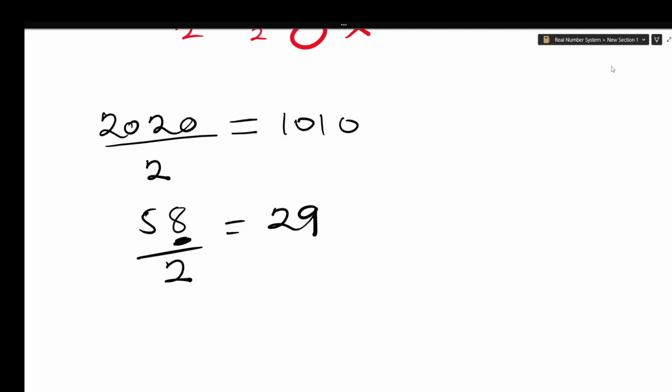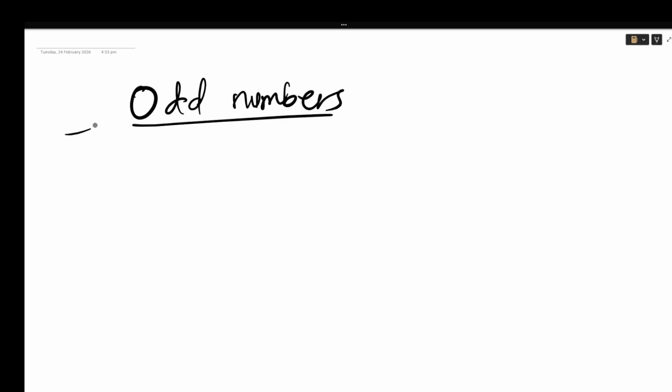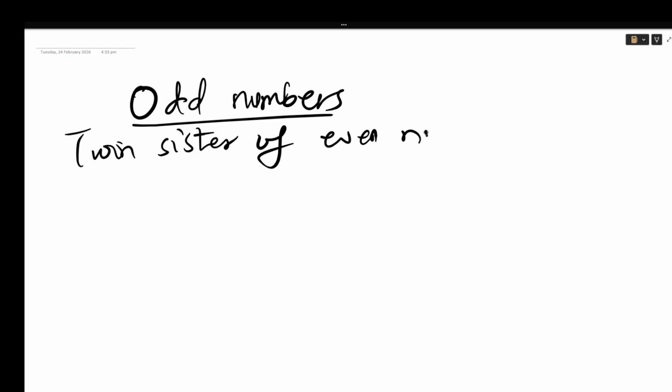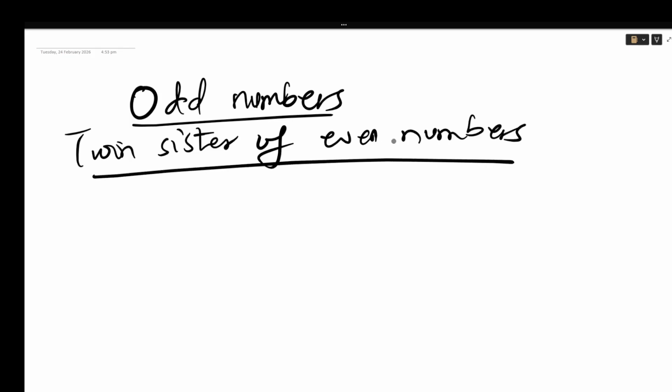The next definition I would want us to talk about is the opposite, or the twin sister of even numbers, called odd numbers. So that is the twin sister of even numbers. With that said, I guess you already have your definition in your mind.